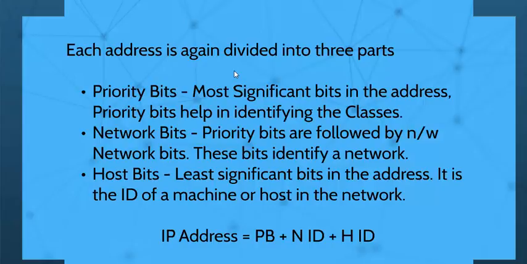is changed. Host bits. The least significant bits in the address after priority and network bits are referred to as host bits. The host bits are the ID of the machine in that particular network. So an IP address is nothing but priority bits plus network bits plus host bits. This is in brief about IPv4. Let's move on to IPv6.